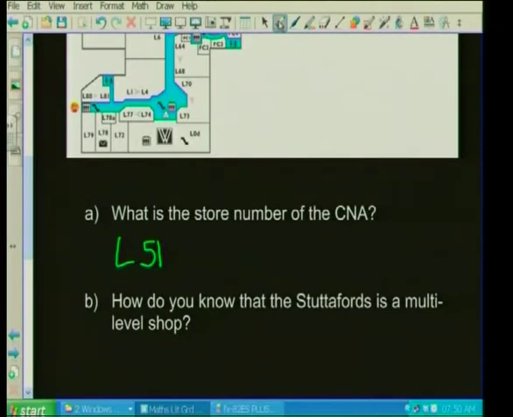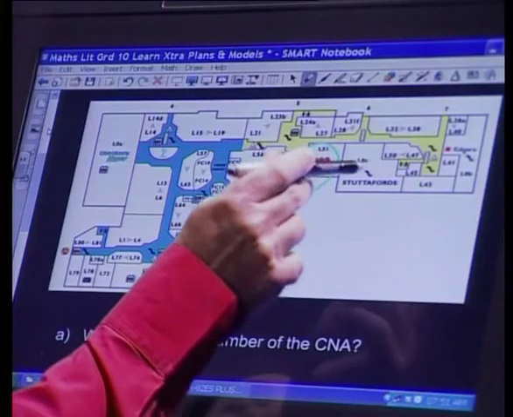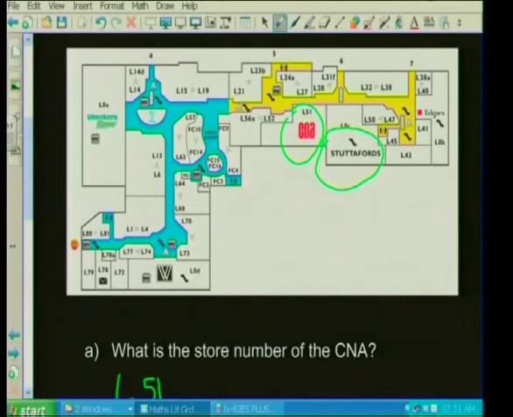Right, then it says, how do you know that the Stutterfords is a multi-level shop? Well, again, you'll have to locate that store, and if you have a look here on our diagram, Stutterfords is located over here, just next to our C&A. Can you see it? Now the question asks, how do we know this is a multi-level store? In other words, a store that is not simply located on this floor, but also maybe on the floor above or below this diagram. And that would require you to interpret a symbol that you might see on this map.